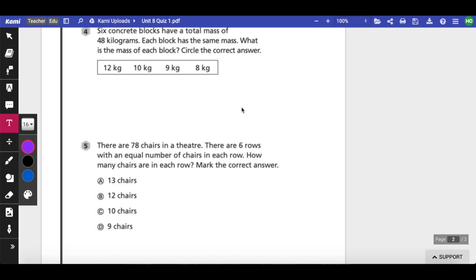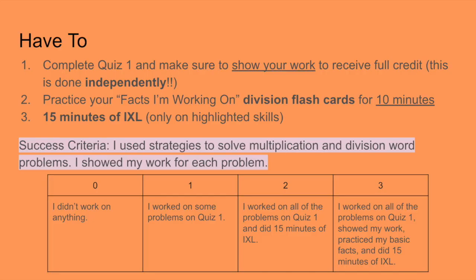Now let's take a look at your have-to slide for today. Here is your have-to slide for today. You need to complete quiz 1 and make sure to show your work to receive full credit. And just to make sure that you understand, this is done completely independently, so by yourself. And then also practice your facts: I'm working on division flashcards for 10 minutes, and then do 15 minutes of IXL only on the highlighted skills.